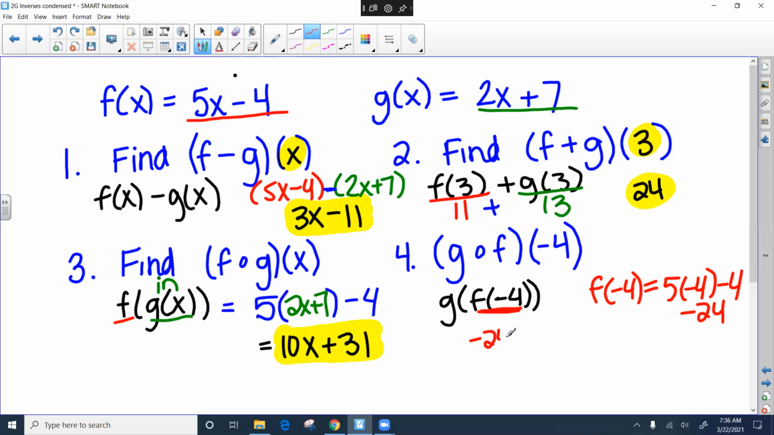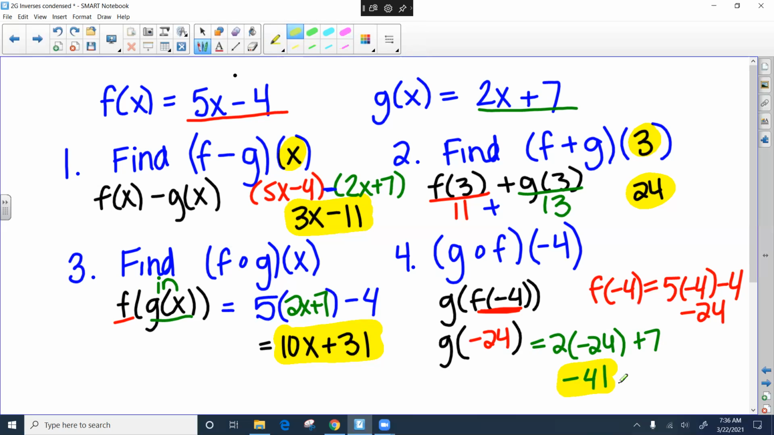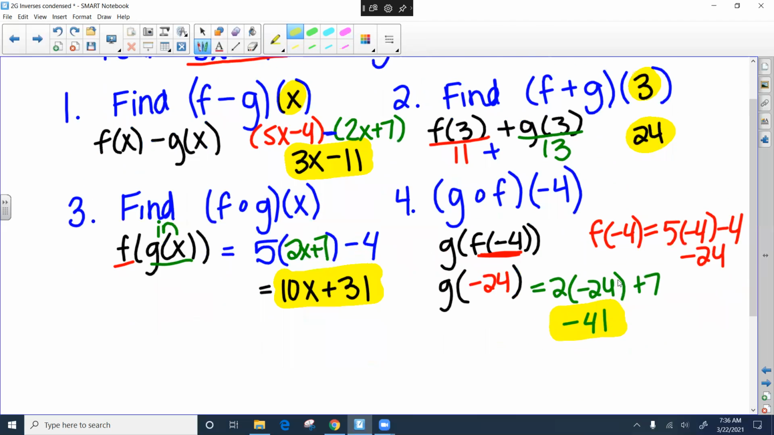So then we take this output. Remember, we're taking the output and plugging it into function g. So now I'm plugging negative 24 into function g. So it looks like this, 2 times negative 24 plus 7, negative 48 plus 7 should give us negative 41. Okay, so 1, 2, and 3 actually looked really good. The one that was not as good, or some of you didn't get there yet, was number 4. We should have got negative 41.